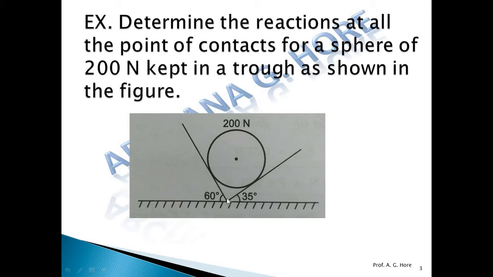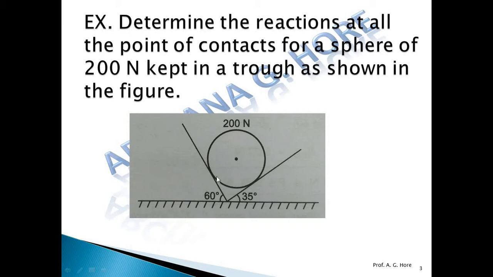These two inclined planes have angles of 35 degree and 60 degree with the horizontal. Now we want to find out the reaction at all points of contact, means at this point and at this point. So let these two points be A and B, and first of all draw the FBD of this sphere. FBD of sphere means what? Imagine this body in space, remove this contact and show all the internal and external forces and reactions at the points of contact.